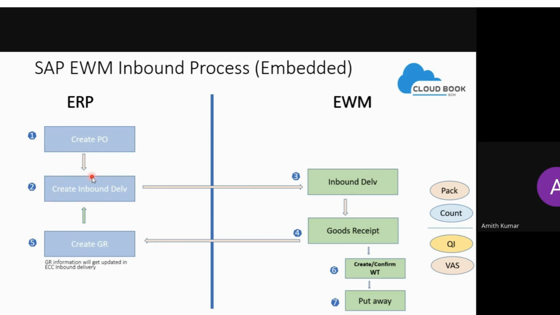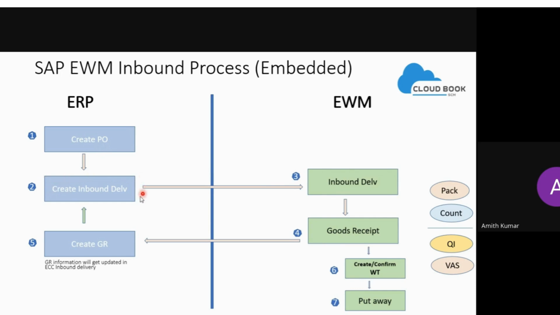Now, what is inbound delivery? We can go into the details later. But inbound delivery is basically the shipping notification. A purchase order is created for a supplier, for a vendor. Once the vendor receives the purchase order, he will send us the confirmation that, okay, I have received your purchase order and I will be shipping the goods on so and so date and all that. So that is the shipping notification.